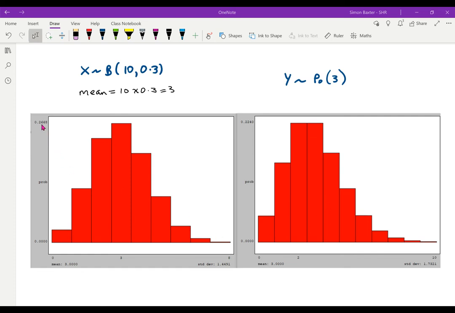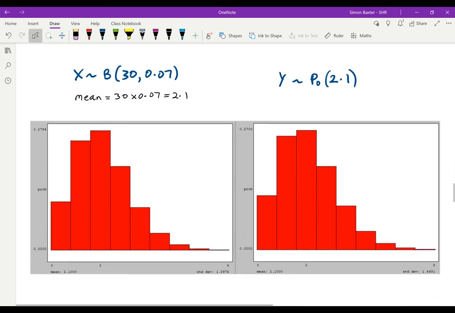The height here is 0.2668, 0.2420. So, yes, very, very approximate. I don't like it.